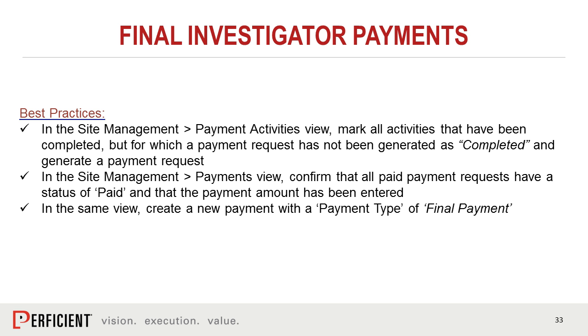and then the appropriate payment has also been entered. And then in that same view, under Payments View, you're going to create a new payment with a payment type of final payment. This action causes the system to auto-populate the requested amount field by subtracting what you've already paid to date from the earned to date amount.